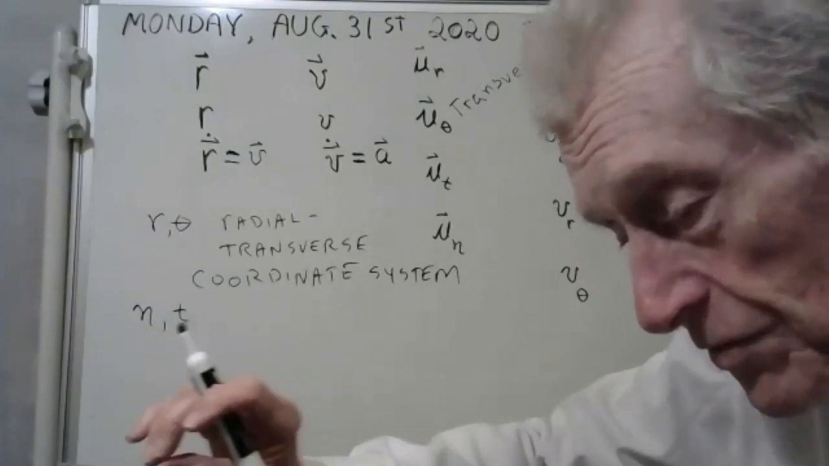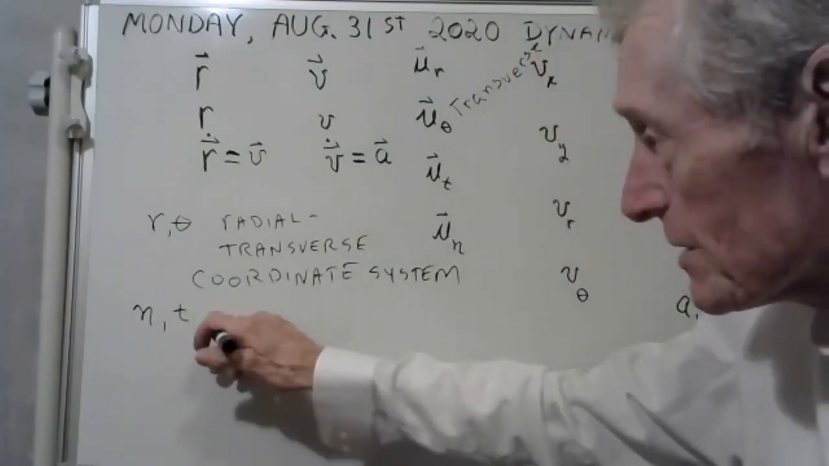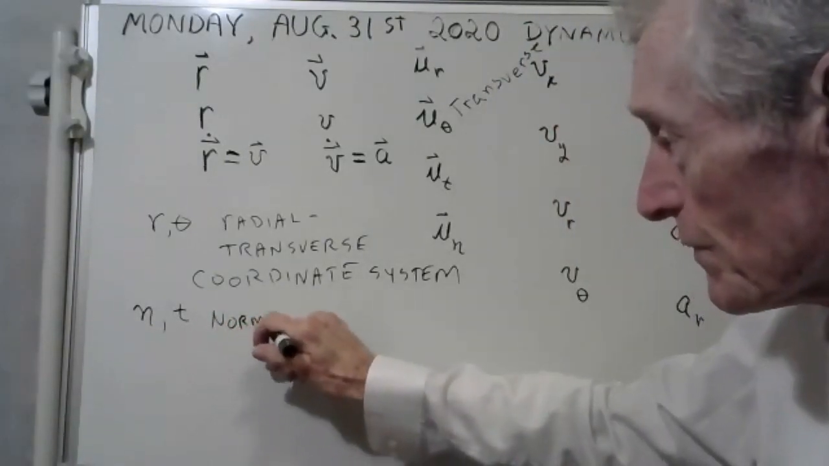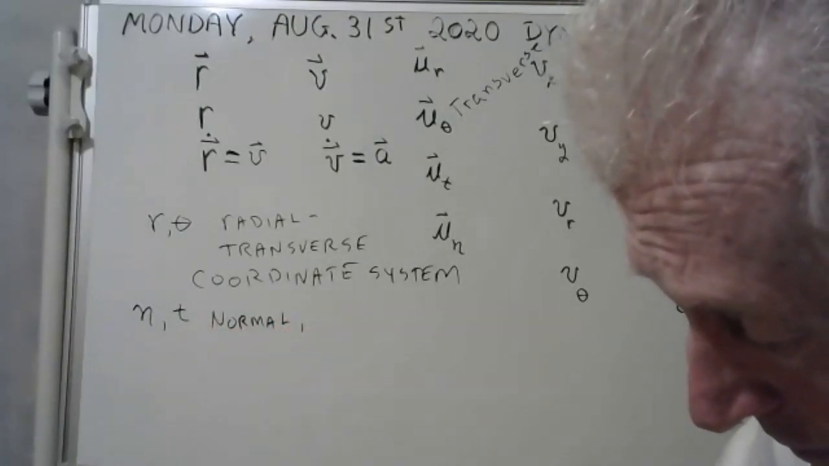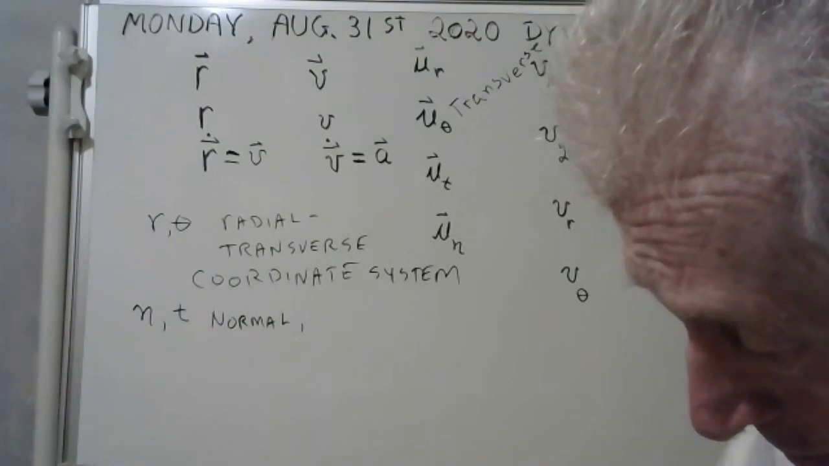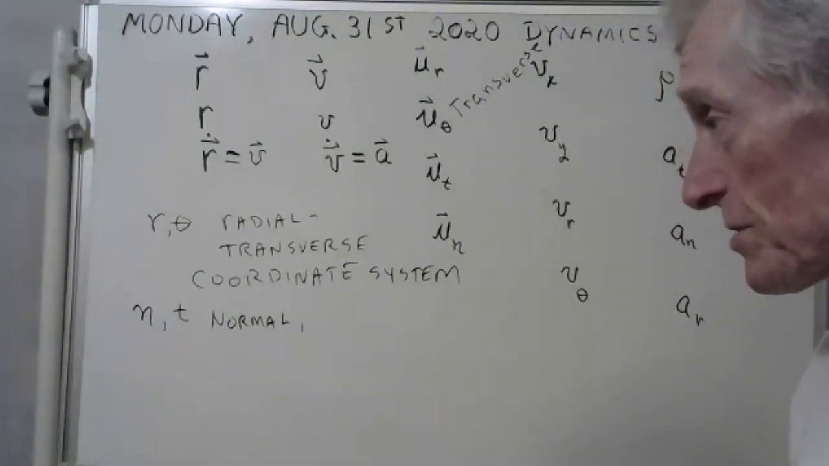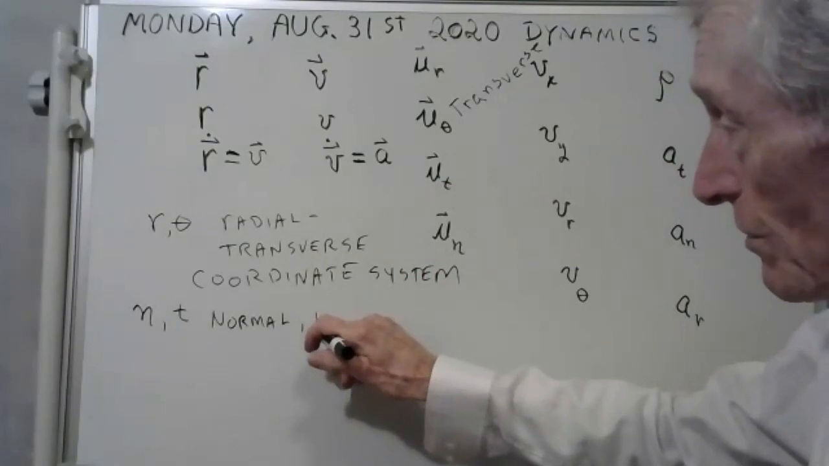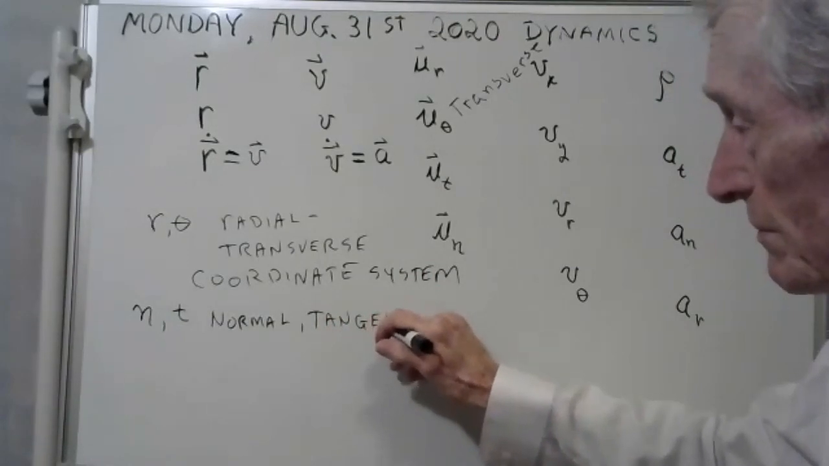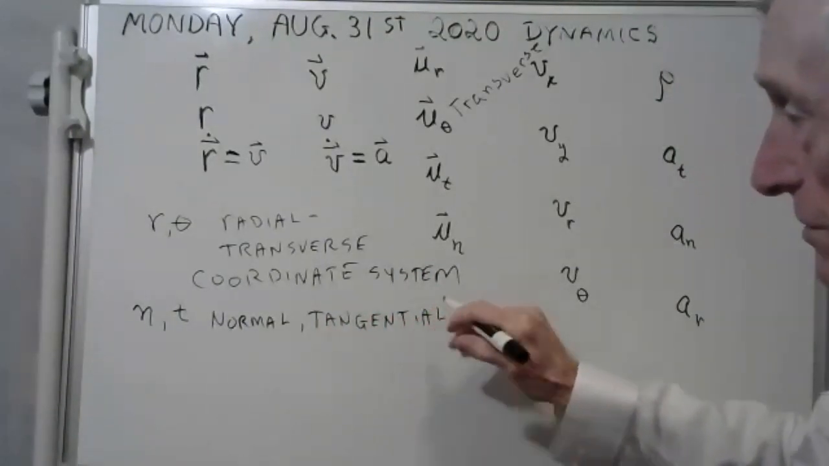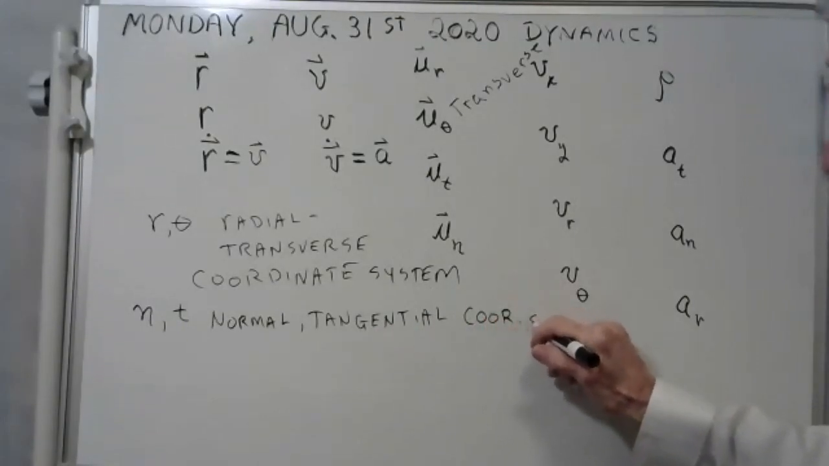N stands for something that starts with N. What's the name of it, Stuart? What do you think? Is it normal? Yeah, that's the normal. And what's the T stand for? You're just not sure, huh? We got to know these, Stuart. It's absolutely important. We got to know them. It's called the tangential. It's the normal tangential coordinate system.